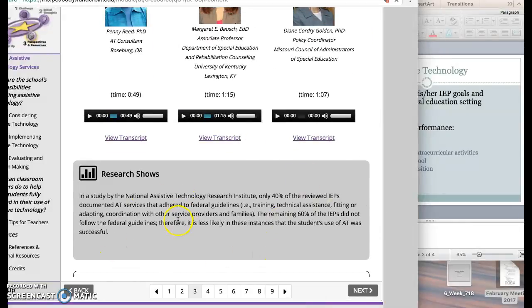So this is just a study done by the National Assistive Technology Research Institute, where only 40% of the IEPs documented AT services that actually adhered to the federal guidelines. The remaining 60% did not even follow federal guidelines. So there's a very high likelihood that these students are using their assistive technology unsuccessfully.